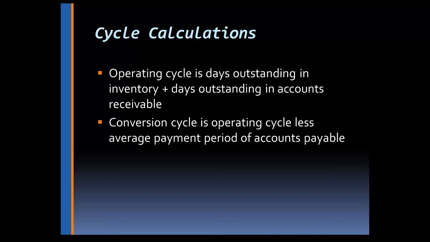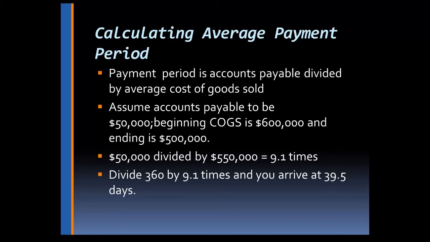Again, here's an example. Days outstanding in inventory plus days outstanding receivable represent the operating cycle. The conversion cycle is the operating cycle less the average payment period of accounts payable. Here's a calculation of the average payment period. You take the accounts payable and divide them by the average cost of goods sold, and then factor it by the 360 days. So, assume you have accounts payable of $50,000, the beginning COGS is $600,000, the ending COGS is $500,000, so the average cost of goods sold is $550,000.